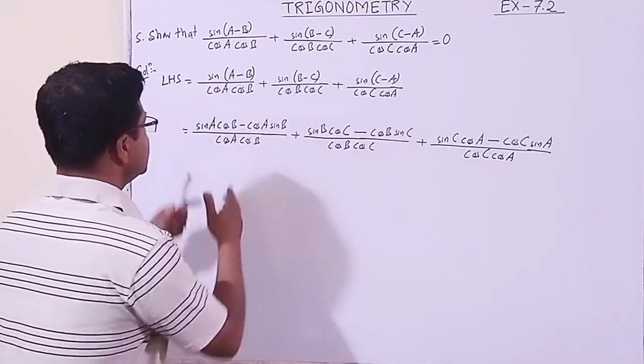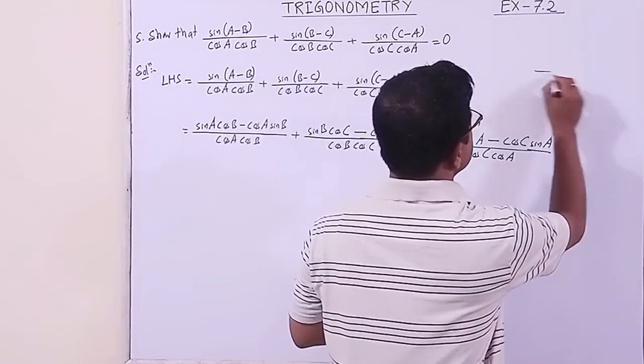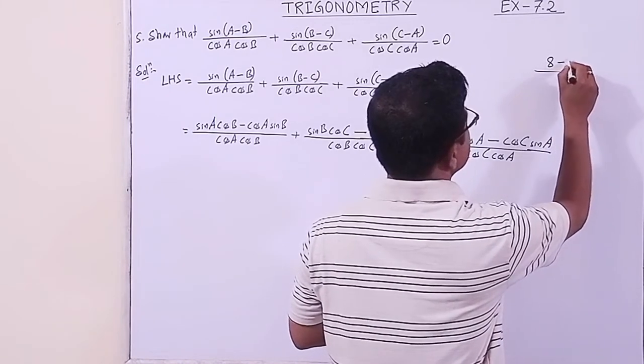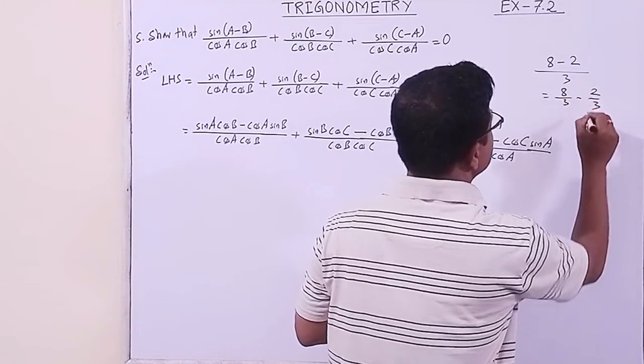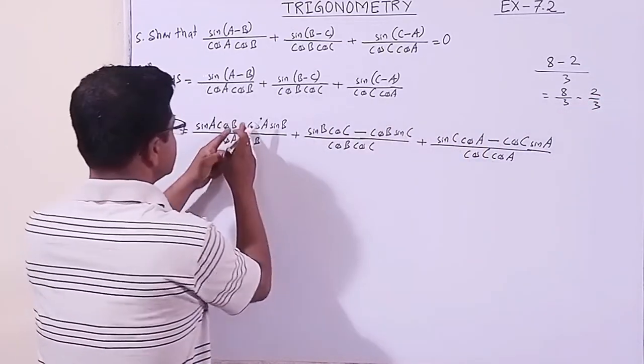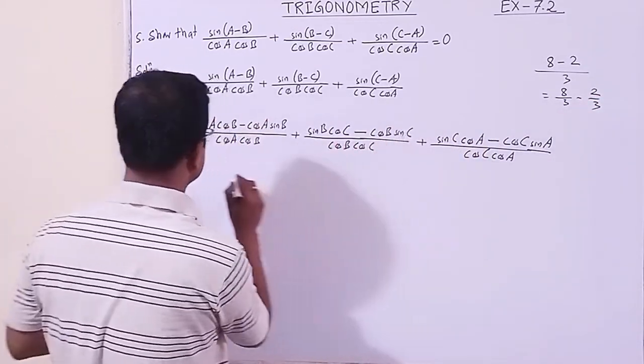What we do, we will separate. It is just like this. Suppose it is 8 minus 2 divided by 3. It is 8 by 3 minus 2 by 3 we can write. So here also, this by this minus this by this, in each term we will do like this.